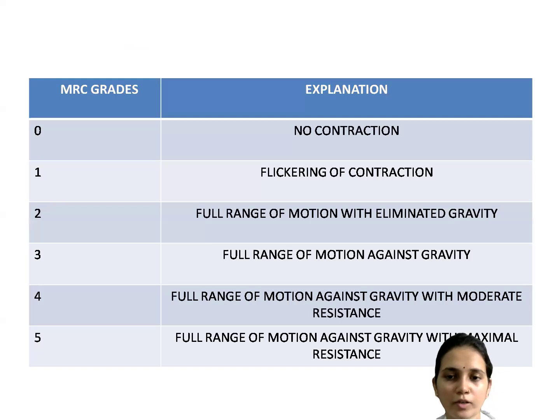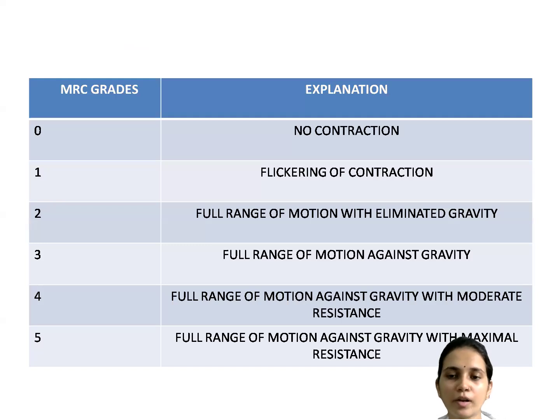Grade 4, full range of motion against gravity with moderate resistance. In grade 4, the therapist is supposed to apply the resistance in the opposite direction to that of the action desired. Let's say elbow flexion. The patient will be performing elbow flexion and the therapist will be giving resistance in the direction of extension. But the resistance should be moderate. The moderate resistance depends upon the patient, and the therapist is supposed to apply the resistance accordingly. So this is grade 4.